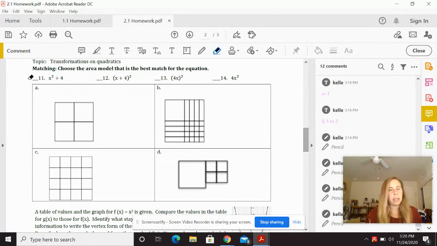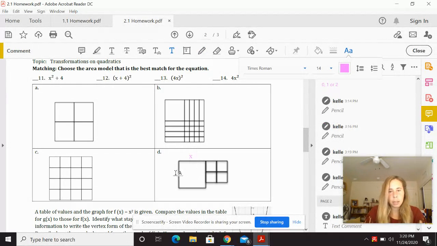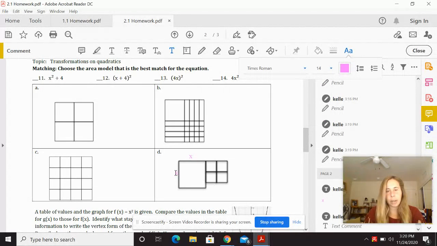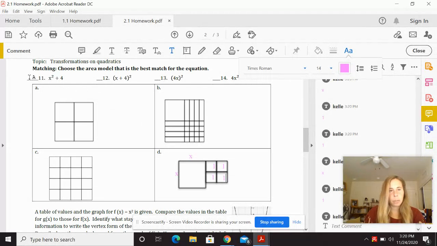Byrne did, I think he did 11 with you. So you have x squared plus 4. Which one of these matches x squared plus 4? Well, really, you could put x. This is a square, right? So they're both x. So x and x. So that's the x squared is this. And then you have plus 4 units. So 1, 1. These are all 1. See what I'm writing here? Yes. 1, 1, 1, 1. Okay, so you have x squared plus 4. So that would be D.